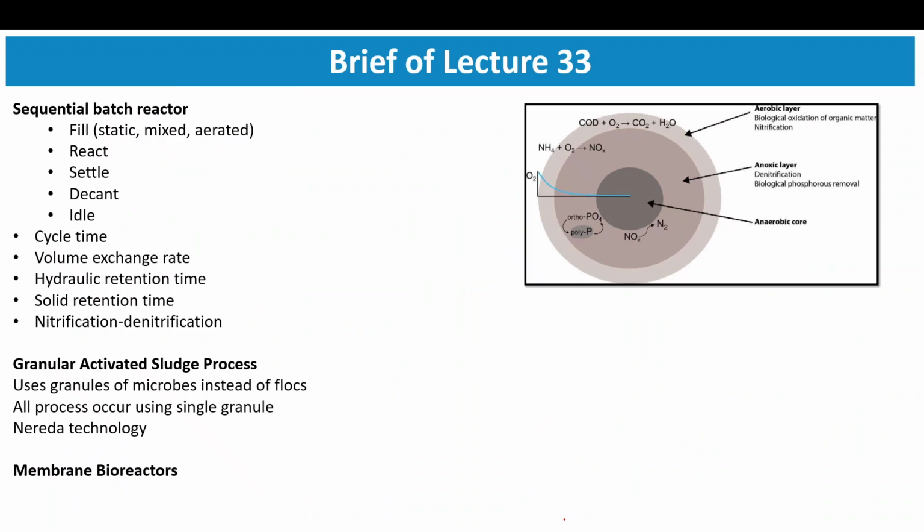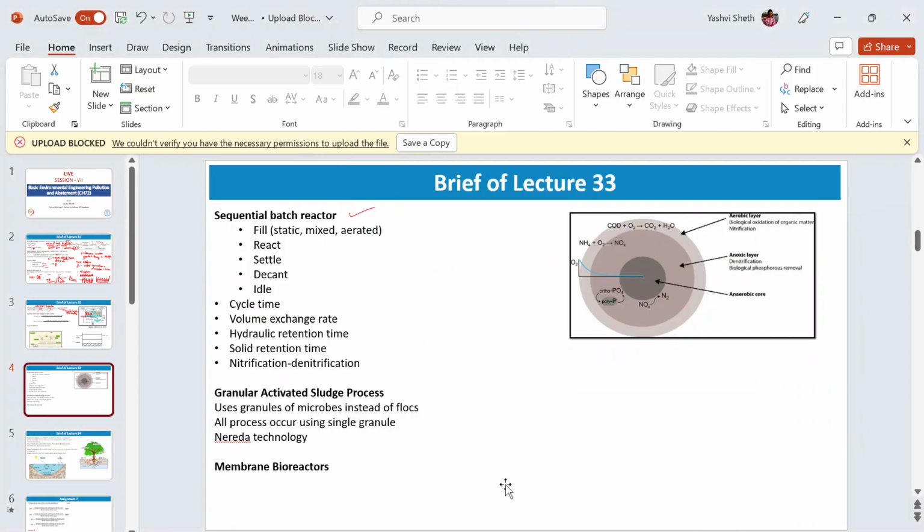Now moving forward, next is the sequential batch reactor. In the starting lectures, the professor discussed a few disadvantages of the activated sludge process. This sequential batch reactor is a modification of the activated sludge process. From now onwards, we do some modifications to have advanced treatment methods over the conventional ones discussed so far. So can anyone tell me what the drawbacks of the conventional activated sludge process are?